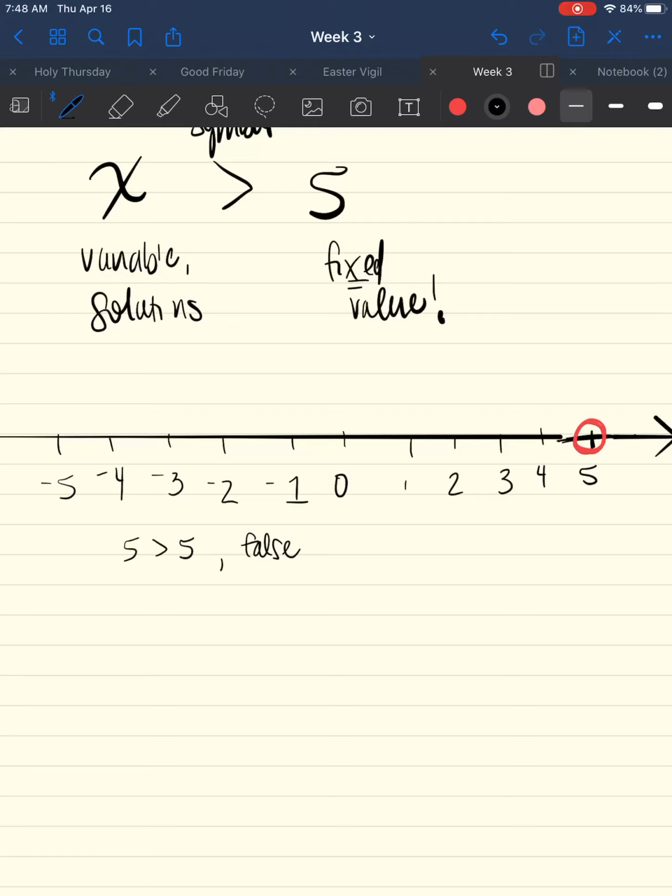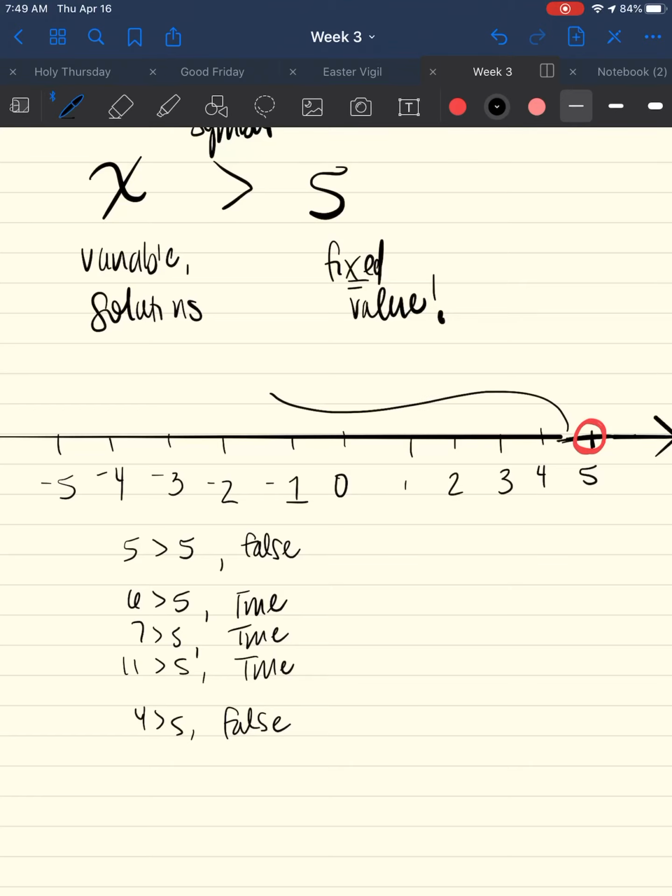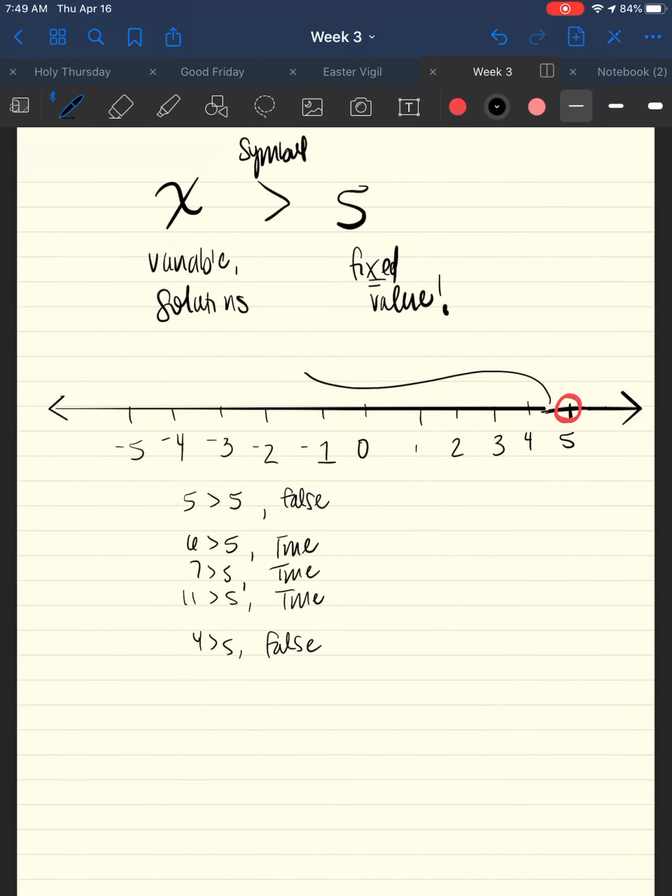So now let's say, okay, x has to be greater than 5. Well, what's next that's greater than 5? Maybe 6. Is 6 greater than 5? Yes. How about 7? For sure. How about 11? Yes. How about 4? Is 4 greater than 5? That's false. So basically everything that falls on the left side of 5 is not a solution. Everything from the most little parts in there. But everything that falls to the right of 5 is a solution.